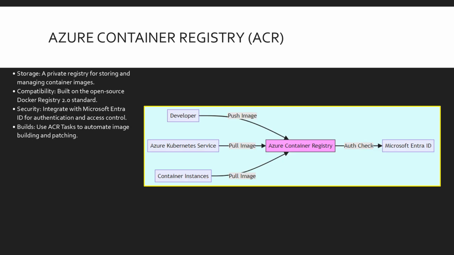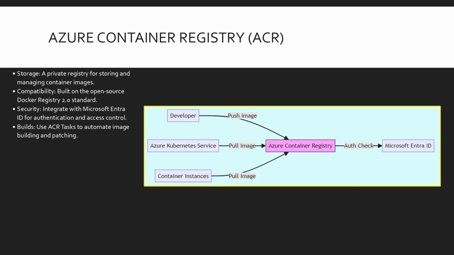Before you can run a container, you need a place to store the container image. Azure Container Registry, or ACR, is your private registry in the cloud. It allows you to build, store, and manage container images and artifacts across all types of Azure deployments. It is fully compatible with the open-source Docker Registry 2.0 standard, meaning you can use the same tools you use today. Crucially, ACR integrates with Azure security features, allowing you to control who can push or pull images using Microsoft Entra ID identities.